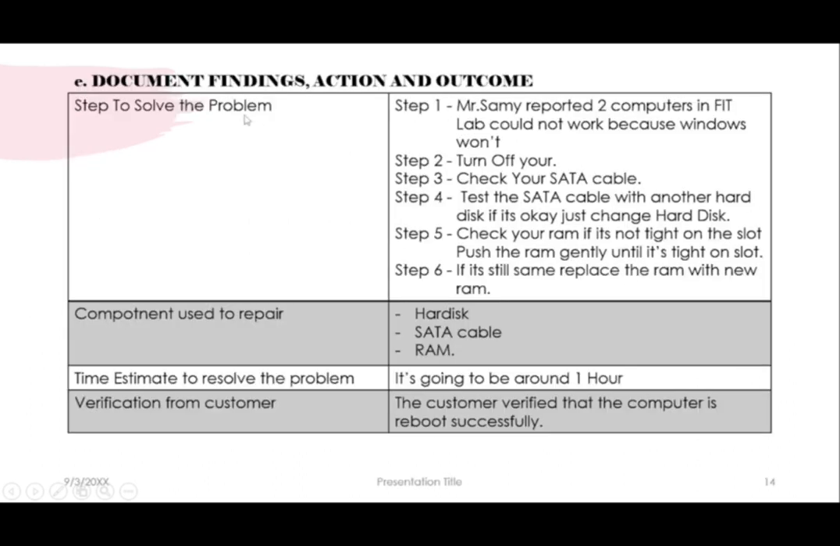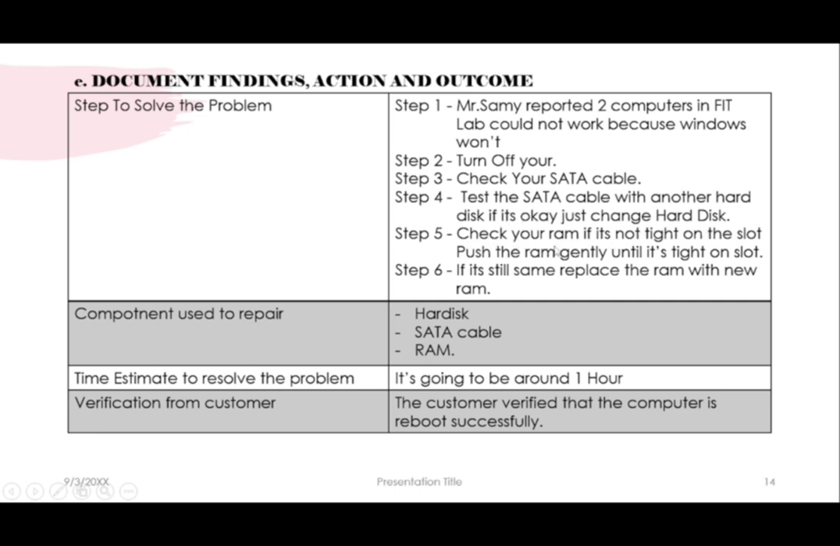And for the last one, document findings, actions and outcomes. Steps to solve the problem. Step 1, Mr. Sammy reported two computers in the FIT lab could not work because Windows won't boot. Step 2, turn off the computer. Step 3, check your SATA cable. Step 4, test the SATA cable with another hard disk. If it's okay, just change the hard disk.